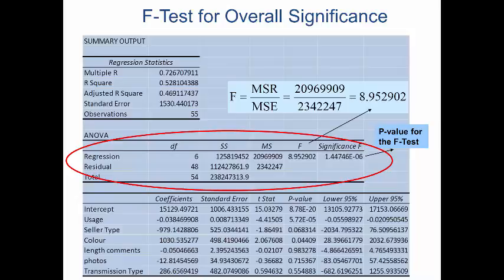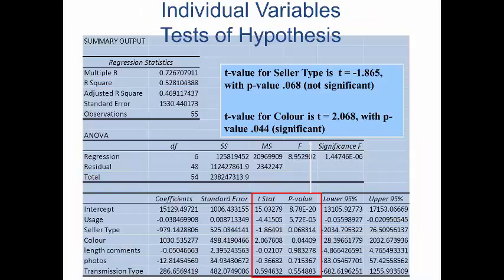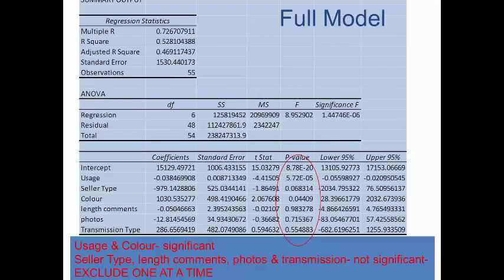To determine which variable or variables are significant in the model, we need to look at the last part of the regression output. Here you can see the significance of the intercept and each of the independent variables in the red box that I've provided on the slide. Take a look at the p-values. As you can see, usage and colour are significant, but all other variables are not significant. The intercept is also significant.